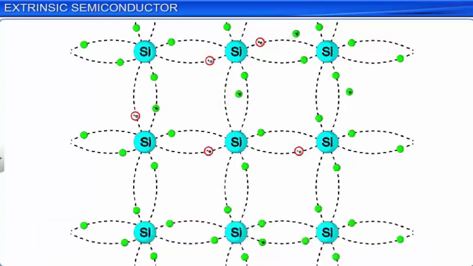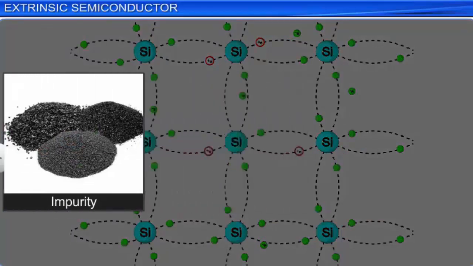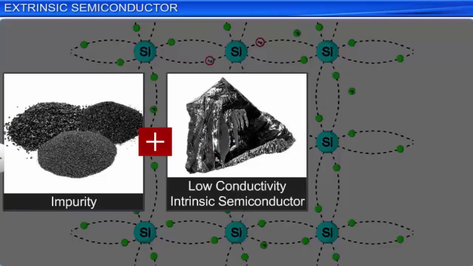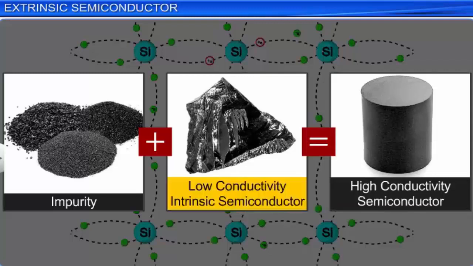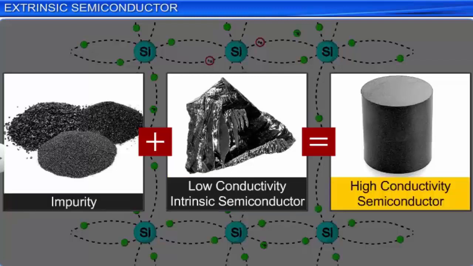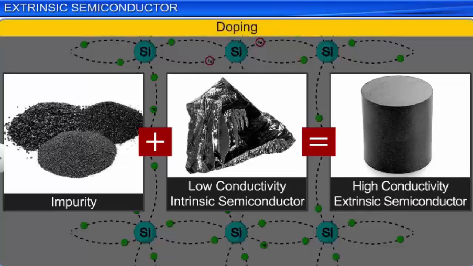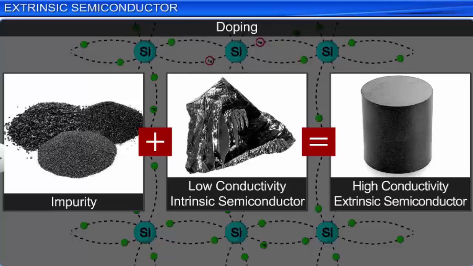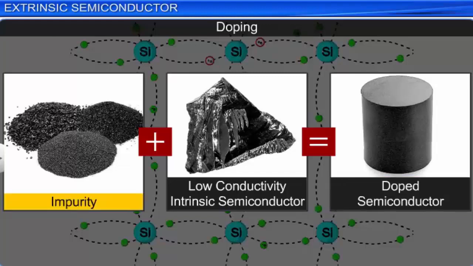When a small amount of suitable impurity, say a few parts per million, is added to an intrinsic semiconductor, its conductivity increases to a large extent. A semiconductor that has an added impurity to increase its electrical conductivity is called an extrinsic semiconductor. The process of adding the suitable impurity to a semiconductor is called doping. Thus, an extrinsic semiconductor is also called a doped semiconductor. The impurity atom added to a semiconductor to increase its electrical conductivity is called a dopant.